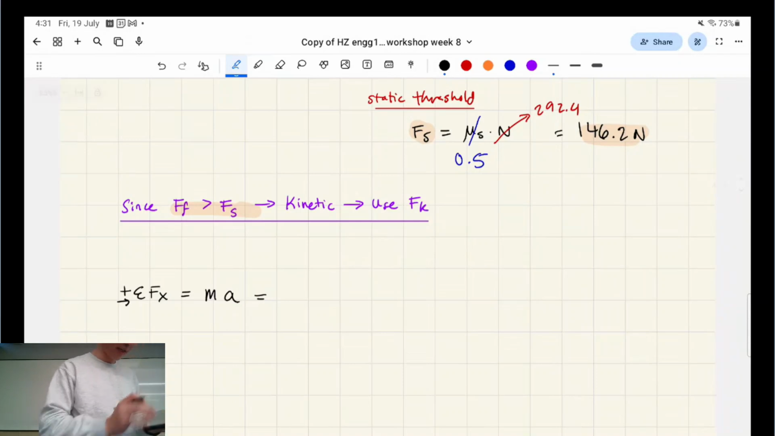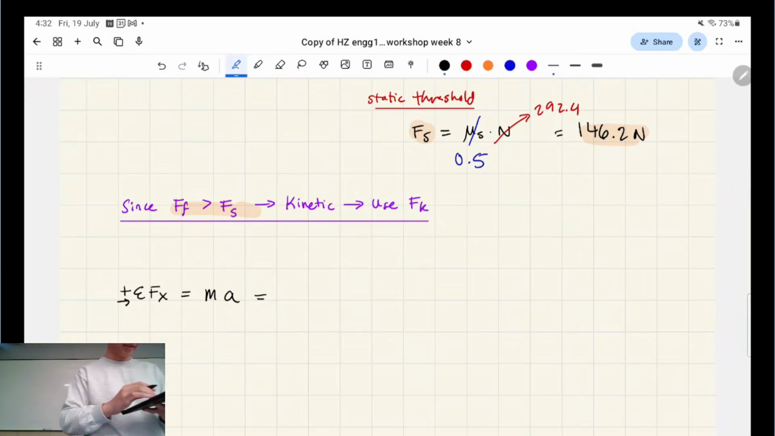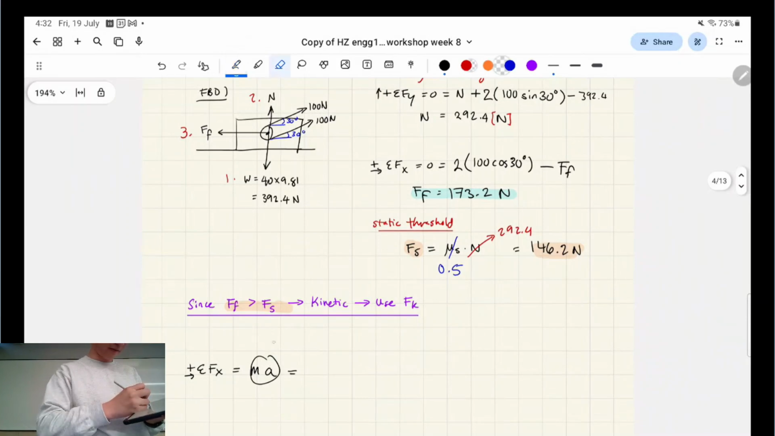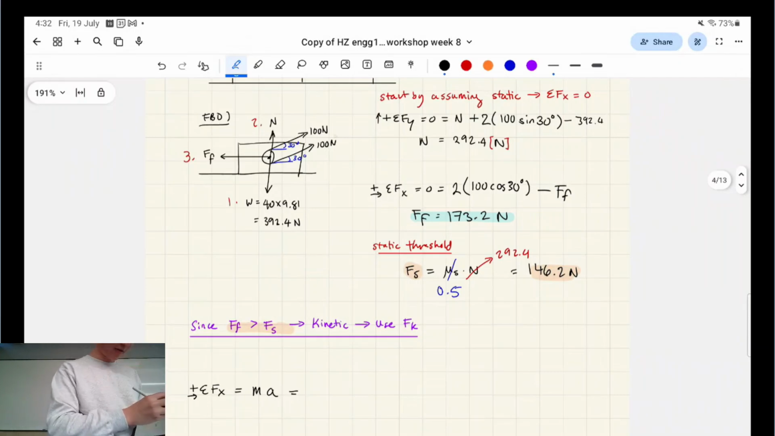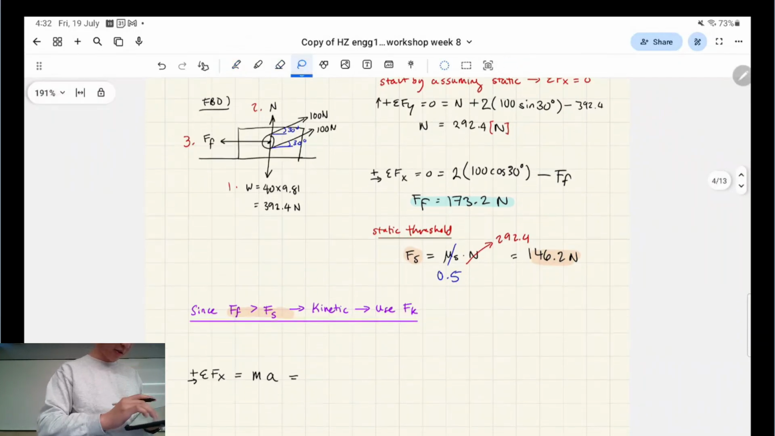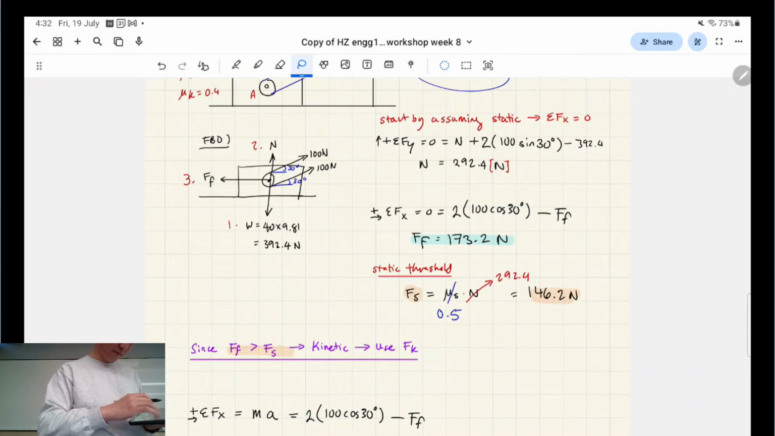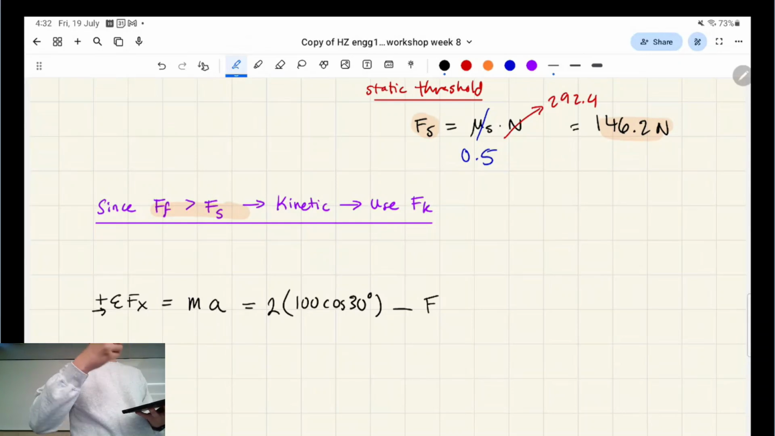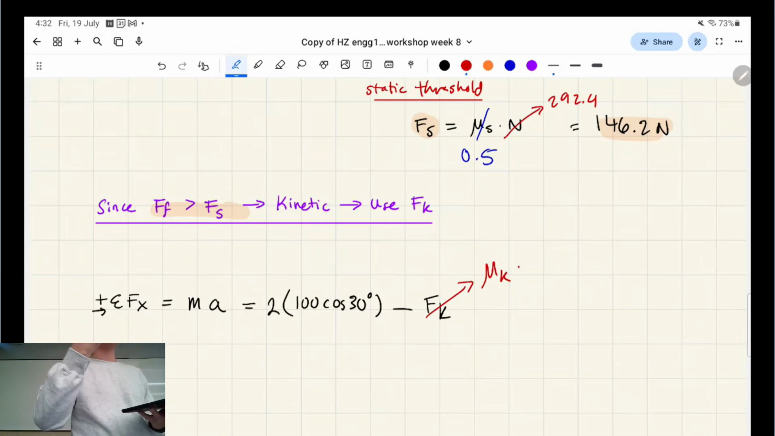Okay, I've done one step here. Because we're moving, we have to use our new Newton's second law: the sum of the forces is equal to ma. So this is a net force that the rest of the forces is equal to. All the forces acting to the right are these ones, but instead of FF, we're going to call it FK now. And that FK is equal to the kinetic friction constant multiplied by the normal force.